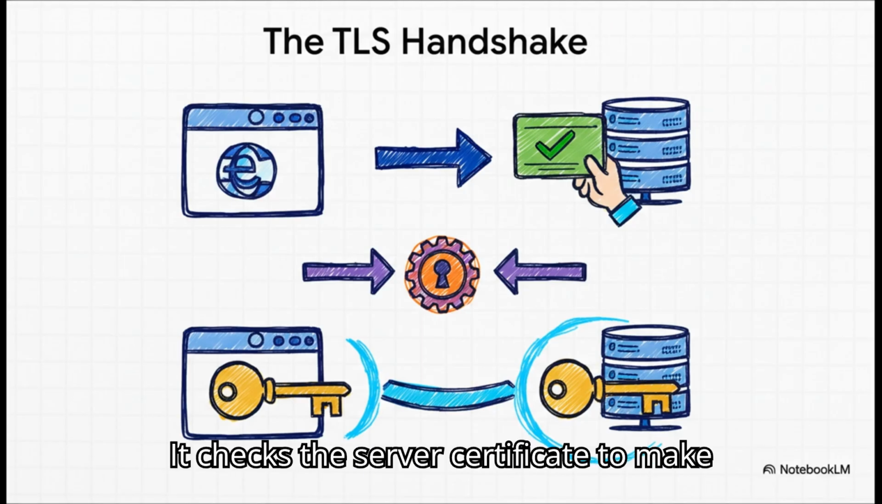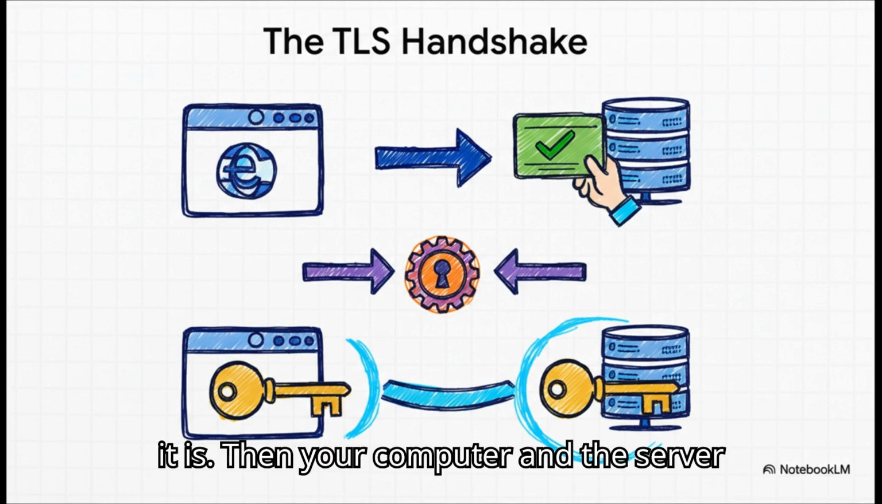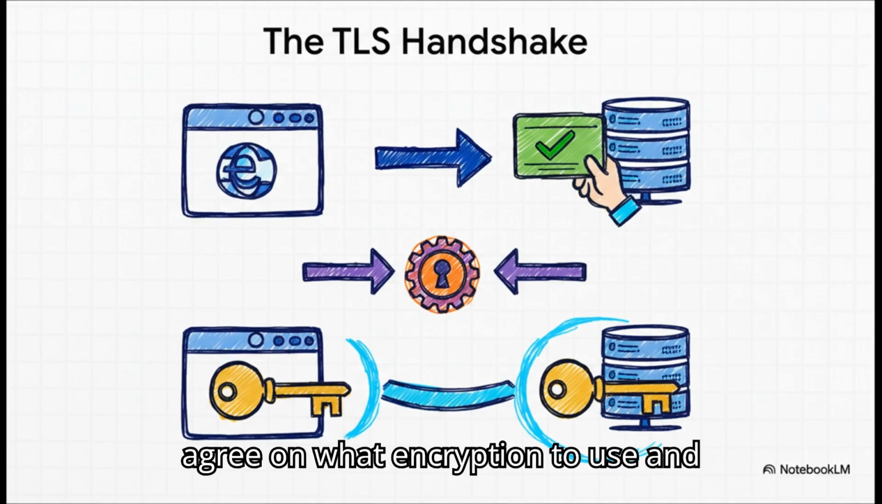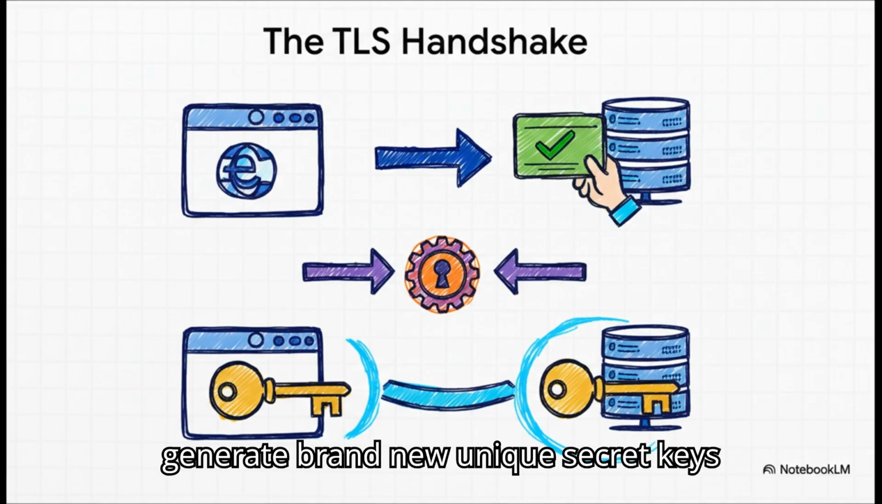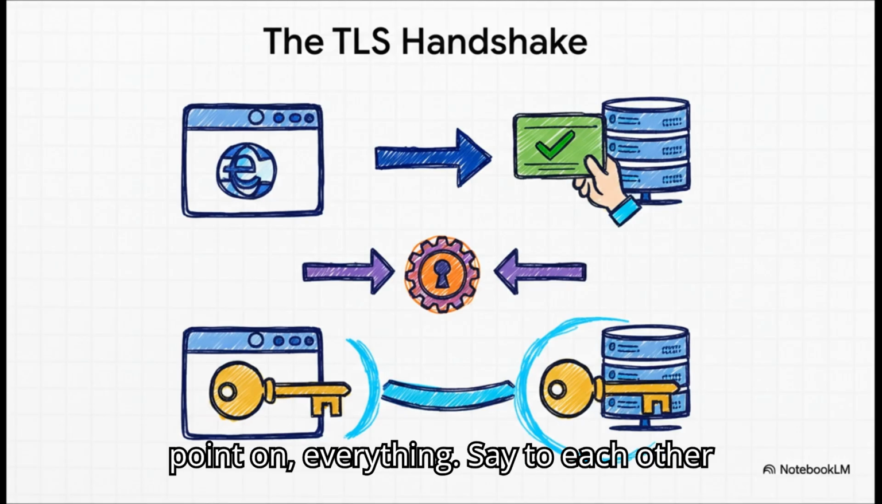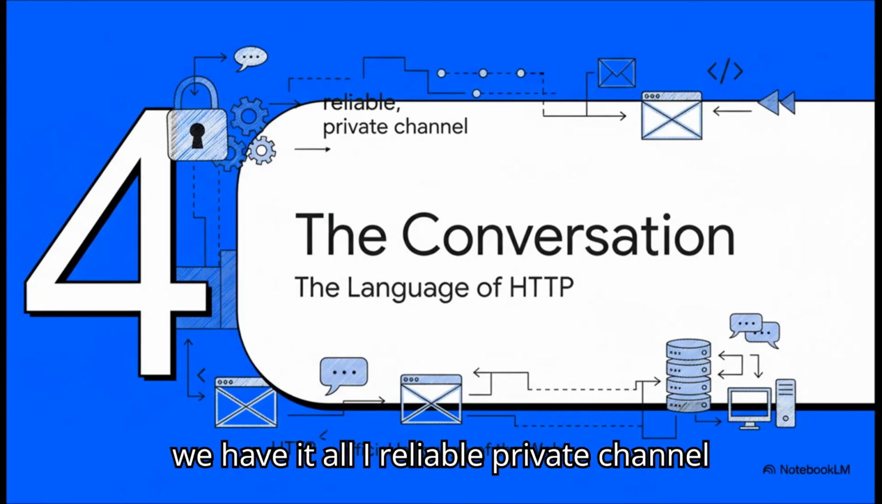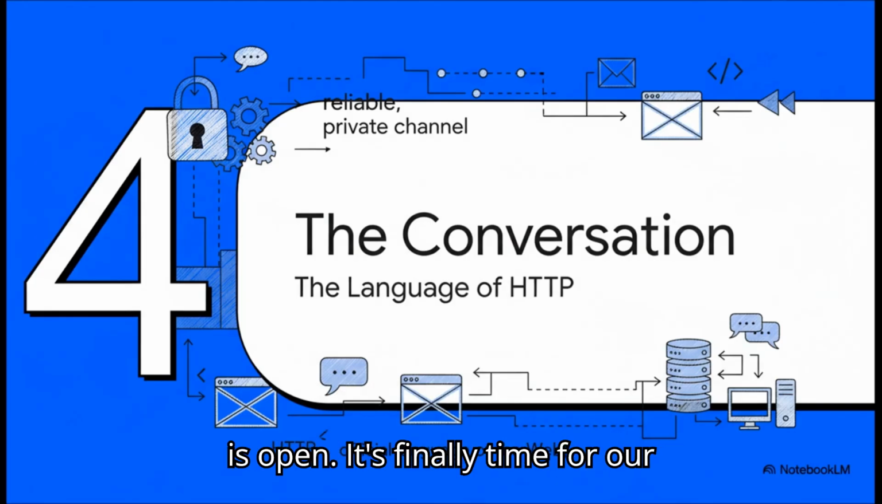This one is all about security. It checks the server's certificate to make sure it's legit, that it is who it says it is. Then, your computer and the server agree on what encryption to use and generate brand new, unique secret keys just for this one session. From this point on, everything they say to each other is scrambled and completely private. So, now we have it all. A reliable, private channel is open.